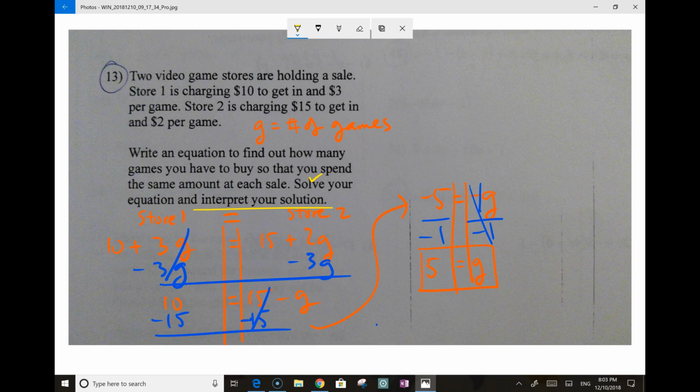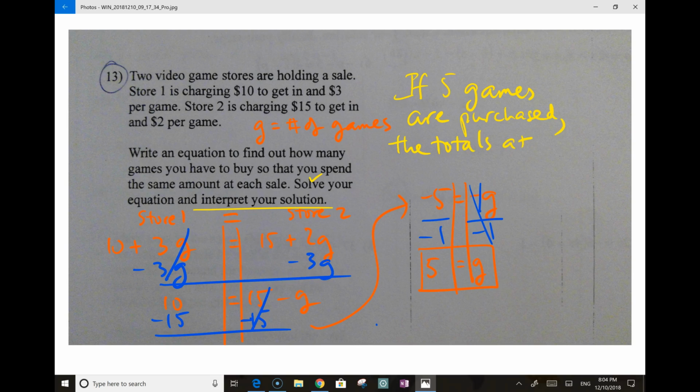So the whole thing was about how many games you have to buy so that the amount you spend at either store is the same. And it turns out if you buy 5 games at either store, store 1 or store 2, your total amount walking out the door would be exactly the same. So, if 5 games, that looks terrible. So if 5 games are purchased, comma, the totals at both stores will be the same.